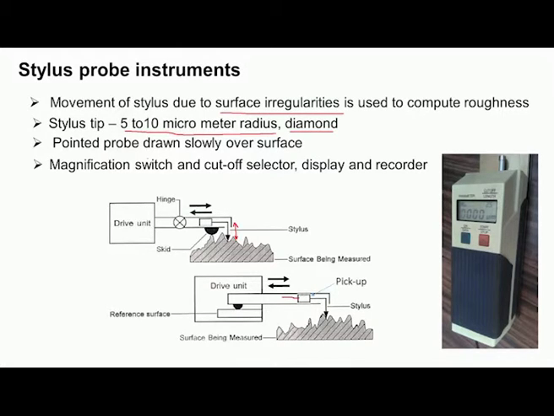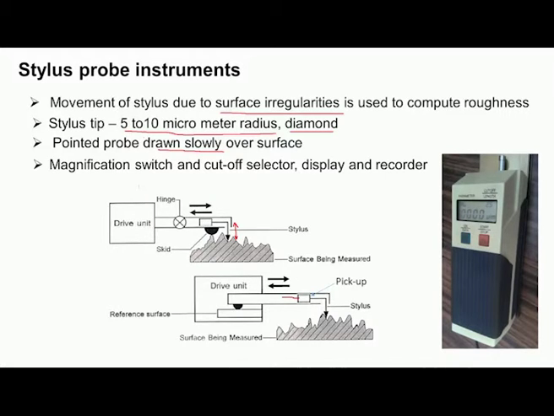Now, the pointed probe is drawn slowly over the surface. The probe is made to move at a particular slow speed, and due to the variations the stylus will move, and then the signal is digitized and sent to the computer for analysis.